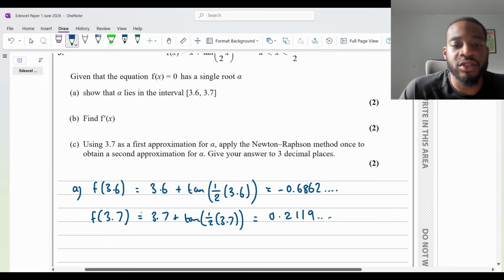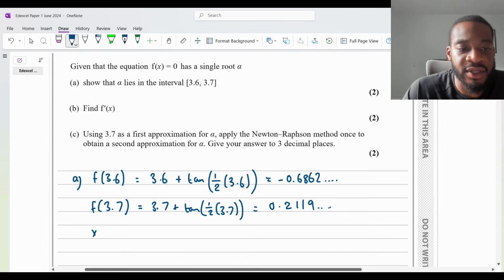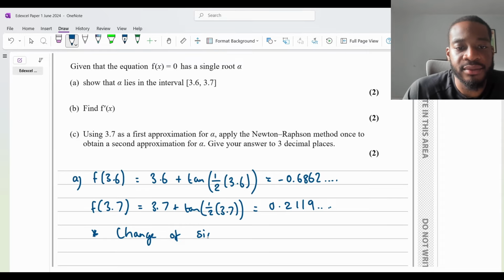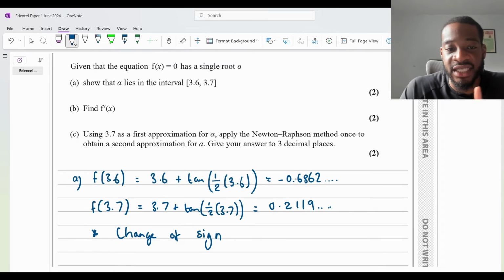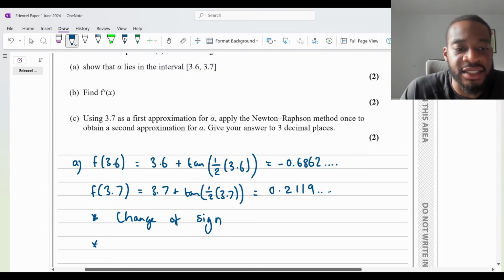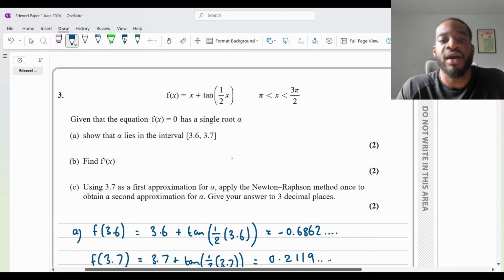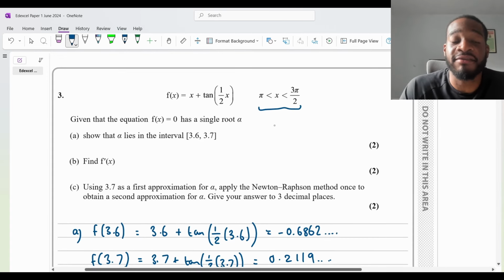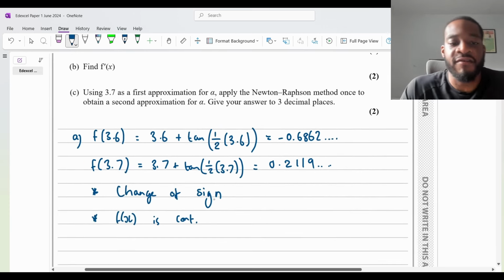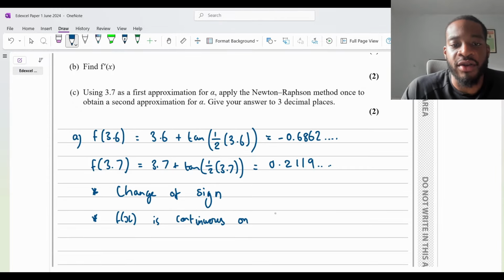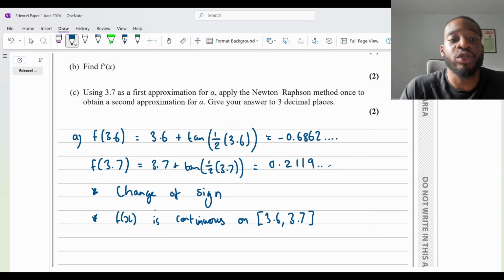How do we get the 2 marks? We have to state a couple of things. So the first thing is you're going to state that you have a change of sign, right? We can see that the sign changes. And the second thing is that your function, f of x, is continuous, right? Now, it's not continuous everywhere, but it is continuous on the interval for which the function is defined, isn't it? So what we can say is that f of x is continuous on that interval, 3.6, 3.7.